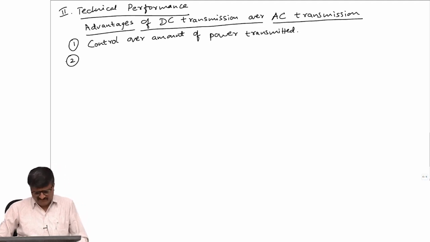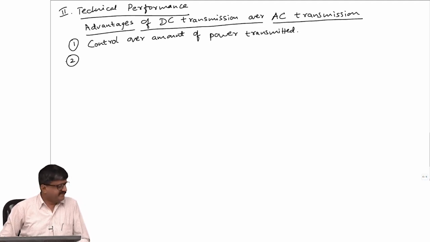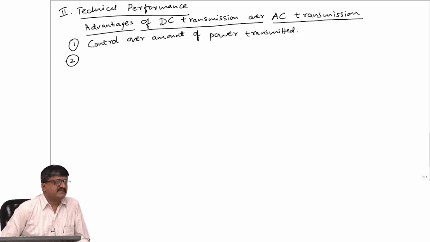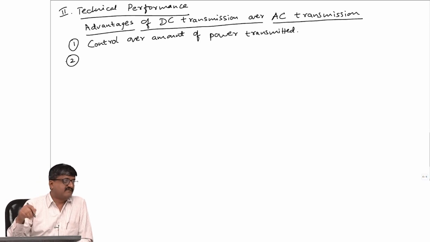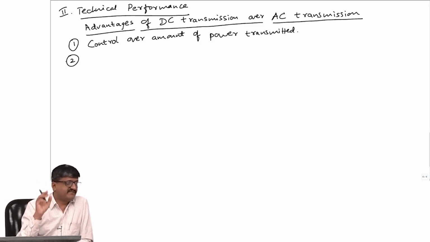Now when it comes to an AC system, the amount of power is always restricted by stability. You may be familiar with the undergraduate notion of stability, where you would have studied the SMIB system, single machine infinite bus system. What is the maximum amount of power that can be transmitted? There is a power angle curve, which is a sine curve. The theoretical maximum occurs at delta equal to 90 degrees. So there is a limit, and that limit is actually the stability limit.